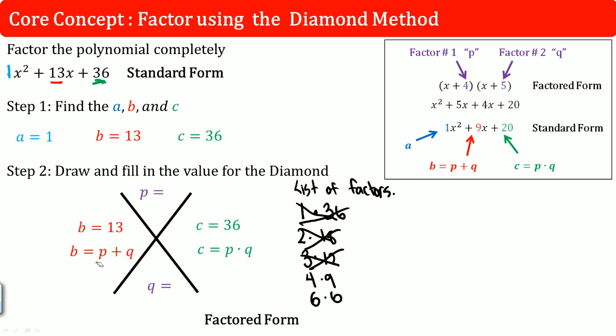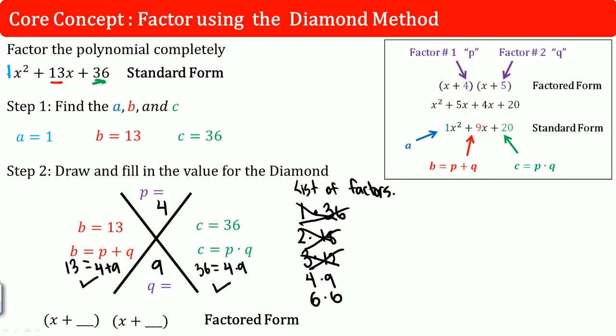Just keep going down your list. 4 times 9 gets you 36, so that checks out. Now we go 4 plus 9. Hey, look, that equals 13. So that checks out. So your P here is going to be 4, and the Q here is going to be 9.